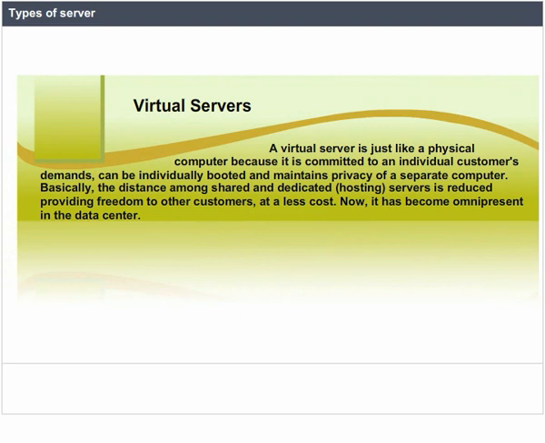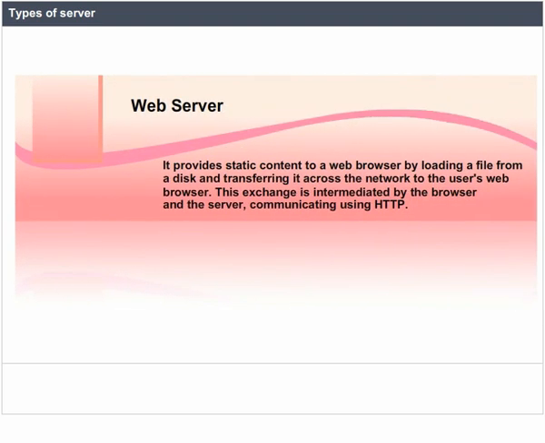Web server. It provides static content to a web browser by loading a file from a disk and transferring it across the network to the user's web browser. This exchange is intermediated by the browser and the server communicating using HTTP.